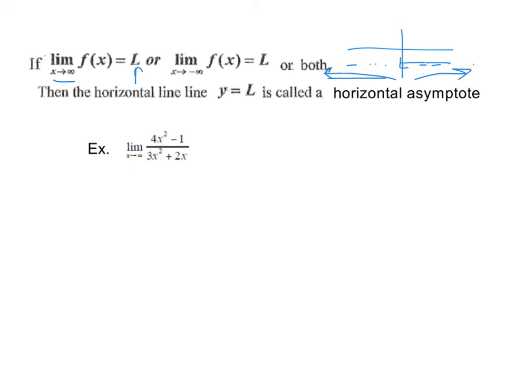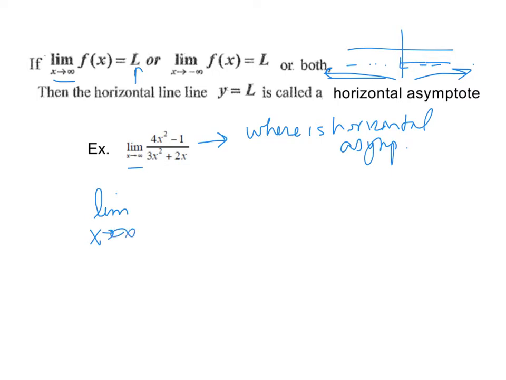All right, so here's an example. Let's talk about this a minute. So this goes to infinity on either side. So this is a limit that is looking for where is the horizontal asymptote, because it's as x approaches infinity. One technique, probably the easiest way to do this, is to analyze your function, and you can see that the highest power of the variable is x squared.